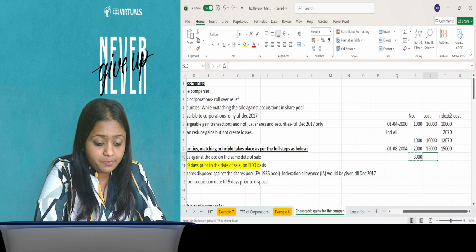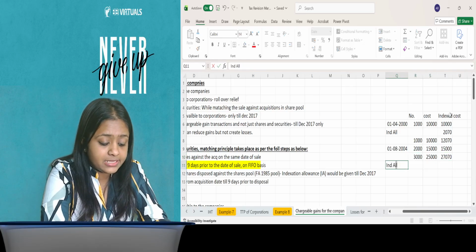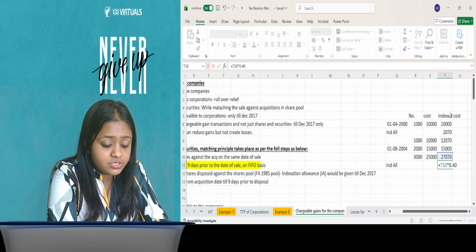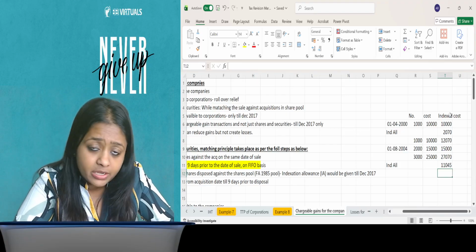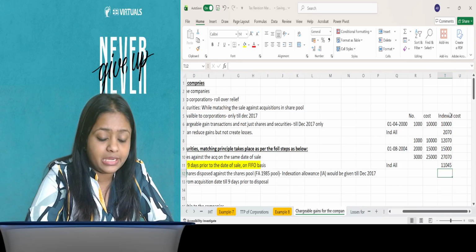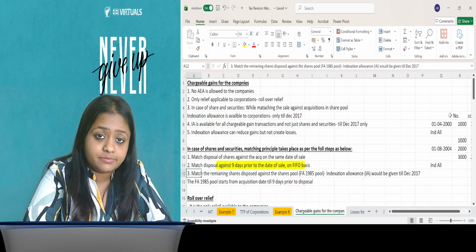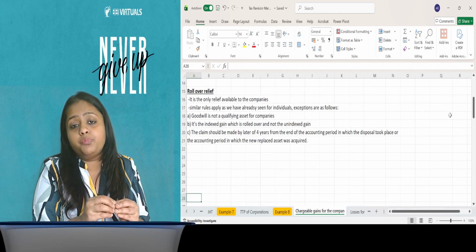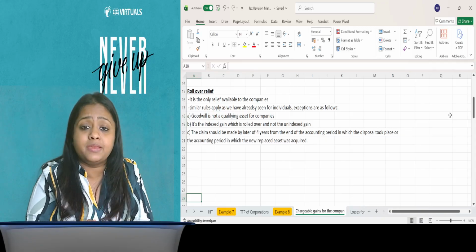So get the total, because we always apply it on the cumulative cost. Now here you will do indexation allowance and you will just multiply this with the factor 0.408, and accordingly you will do the calculations. Got it? So I hope now you're clear how to do the indexation allowance. Bonus issue, right issue, everything is same just like we do for individuals. There is no change.